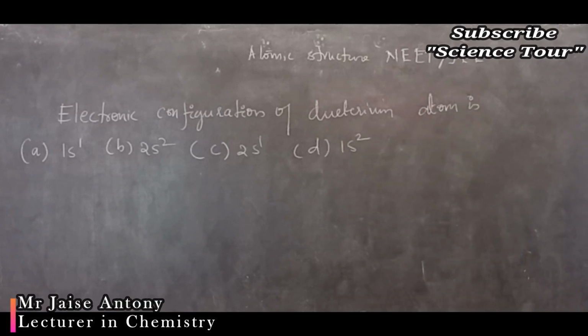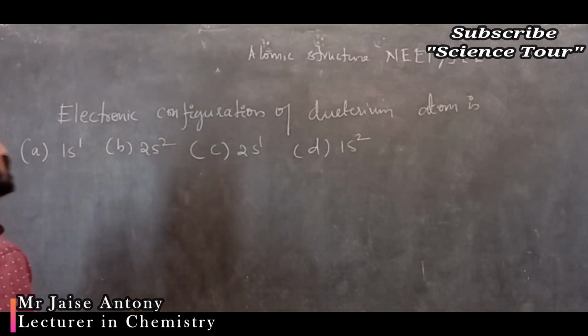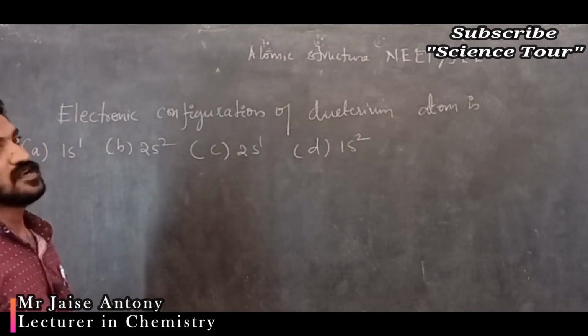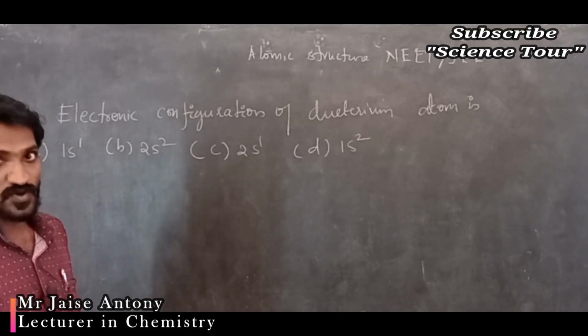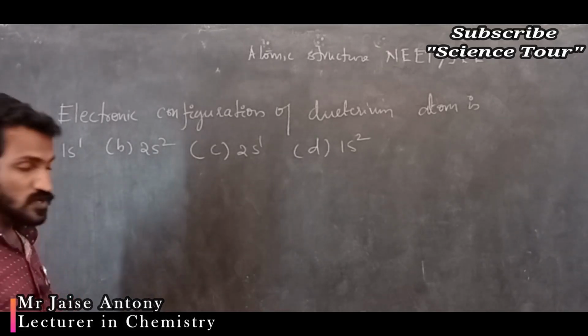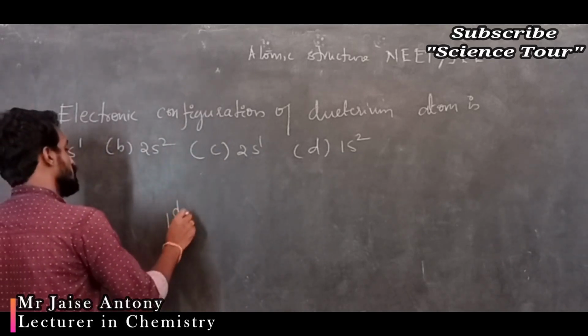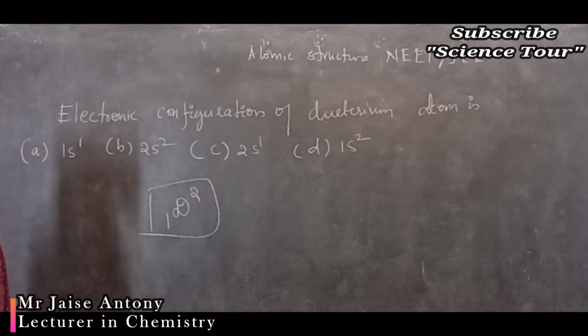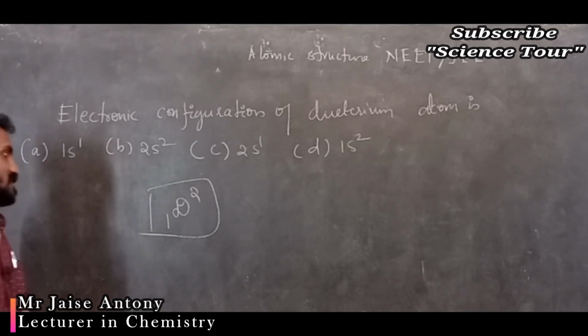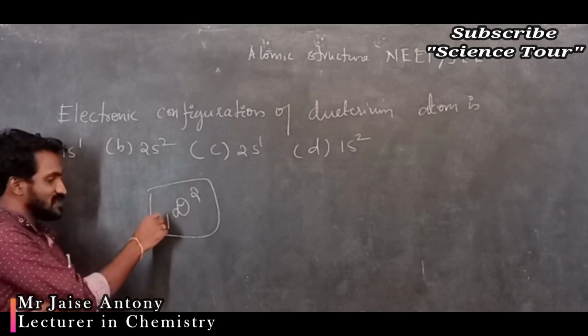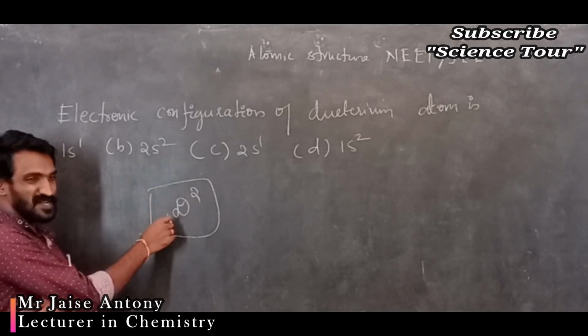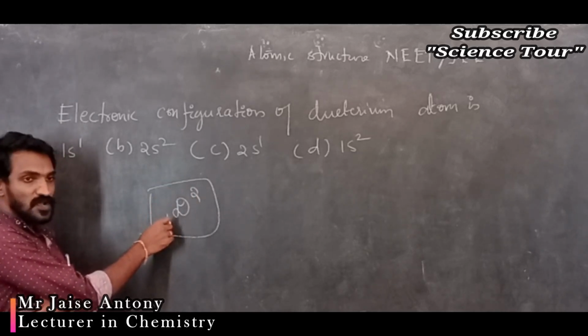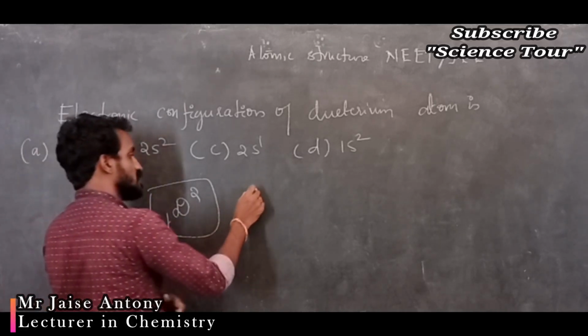My dear students, one question they asked: electronic configuration of deuterium atom is? Deuterium is an isotope of hydrogen, correct? How to name it? Like this, this is deuterium, 1D2. Deuterium is nothing but one more isotope of hydrogen. Here this is the mass number, and this is the atomic number. Atomic number is Z. Z is how much? 1. So atomic number is 1.